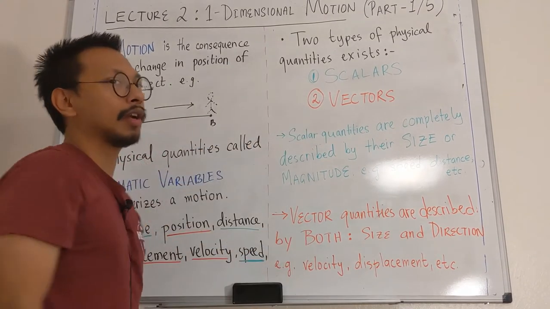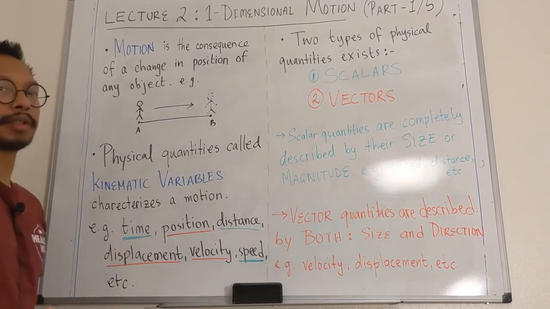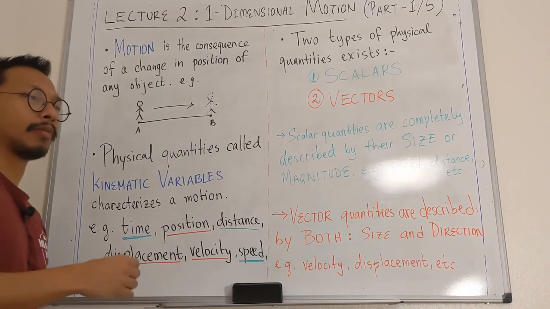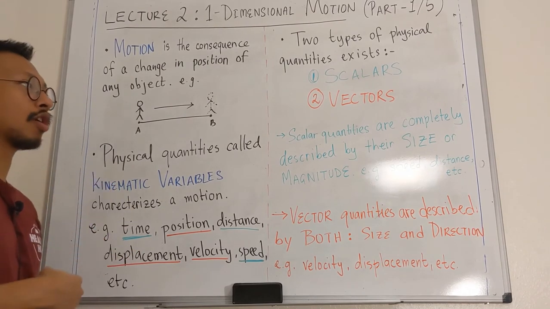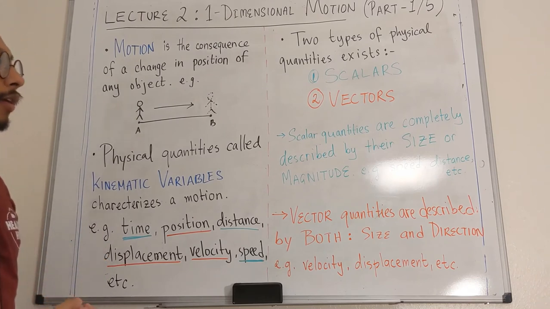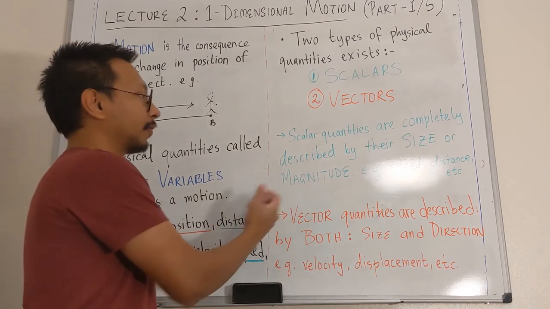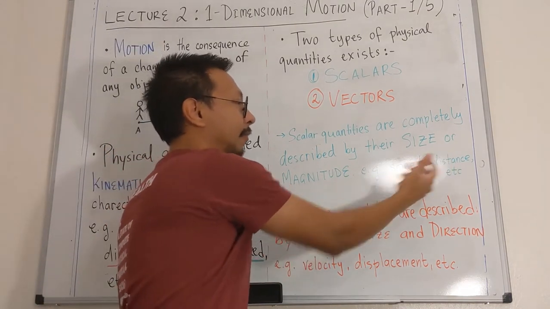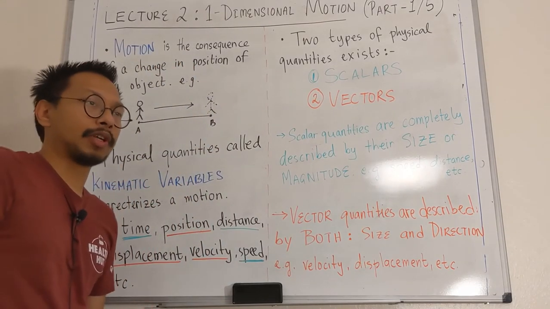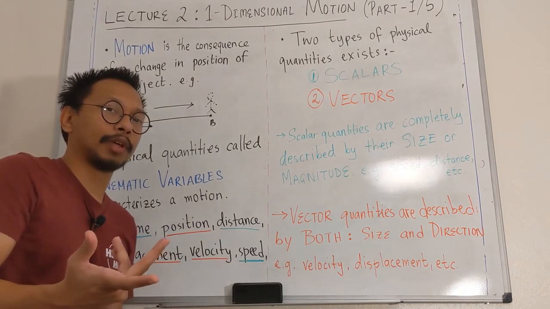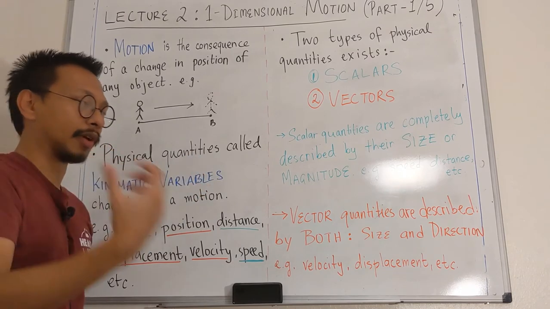So how can we define scalars? How are they different from vectors? Well, scalars are any quantities or any variable that can completely be described by their size or magnitude only. Okay, they don't need you to specify any direction. So examples of scalars are speed, distance, etc. Scalar quantities will always be positive because they are just denoting positive numbers.